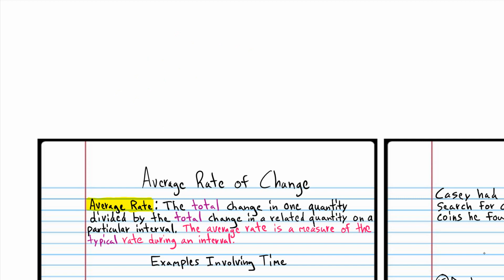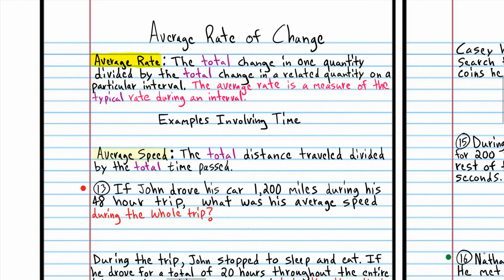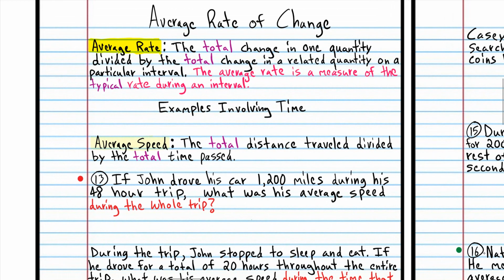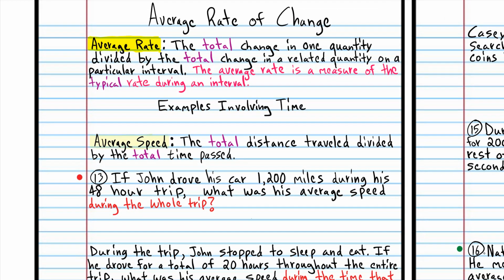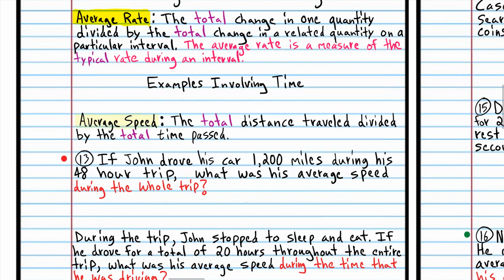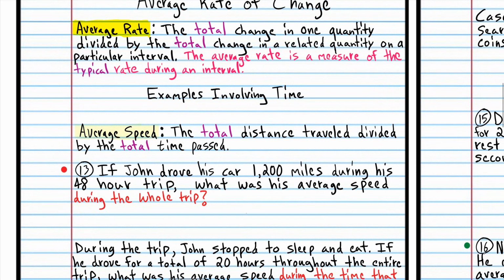So we're changing y and then dividing by the change in x. So this is just a general definition, a general idea of average rate. But again, these definitions can get kind of ambiguous. There's not just one definition of average rate.